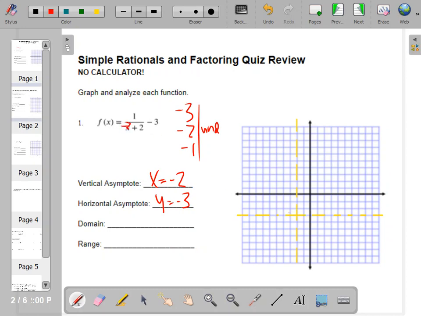If you plug in -3, you will have 1 divided by -1 minus 3. Well, that's -1 minus 3, so that's -4. -3 is at -4. And if I plug in -1 and do the same thing, -1 plus 2 is 1, so 1 over 1 minus 3, 1 minus 3 is -2. That puts us here. This helps us sort of see in which parts of the graph we're in based on our asymptotes, but we're kind of laid out now.